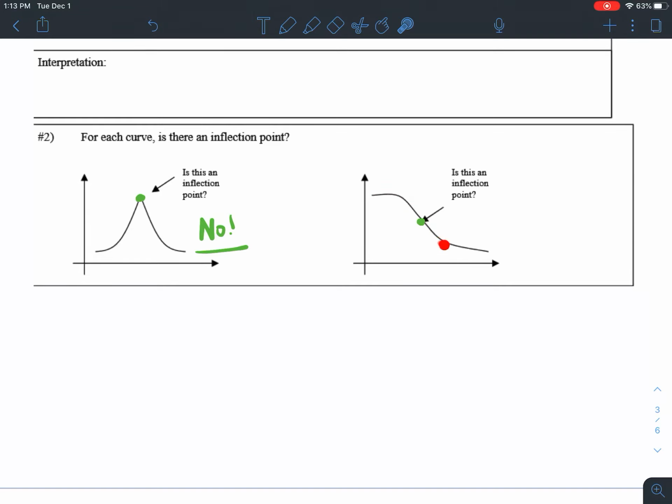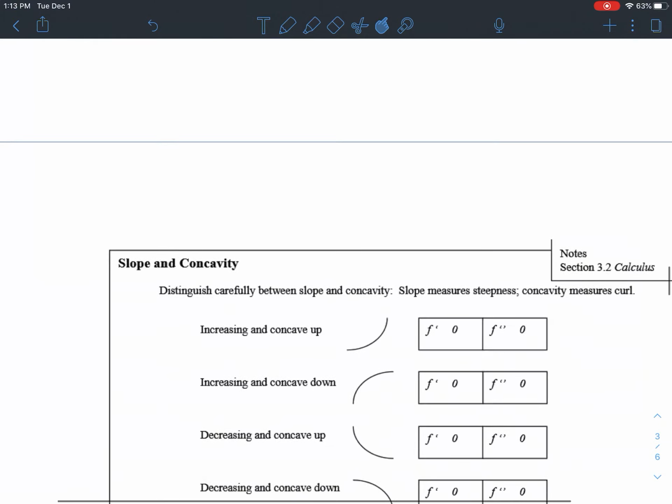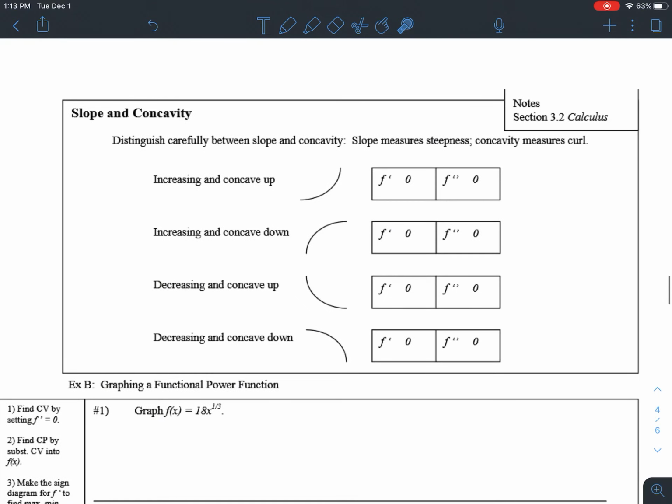Okay, now here it feels like this is concave down, and when I get over here, maybe this is going concave up. So on this one, I'm going to call this yes, because this was concave down, and then here I'm concave up. Inflection points are when the concavity changes.